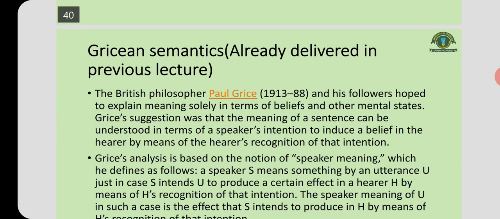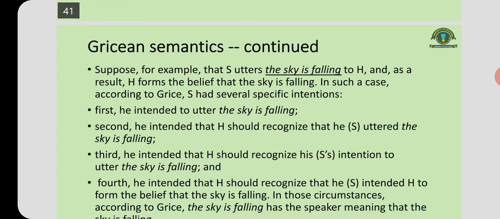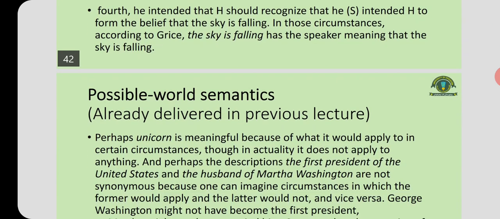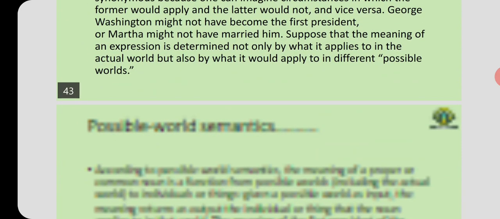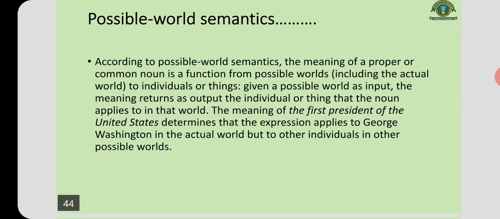Gaussian semantics, we have dealt with it already in previous lectures, and you can get the concept from lecture number 1 and lecture number 2, and possible world semantics we also have discussed in previous lectures. You can get some concept of these theories from lecture number 1 and lecture number 2 of this series.